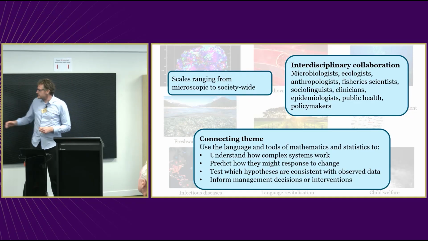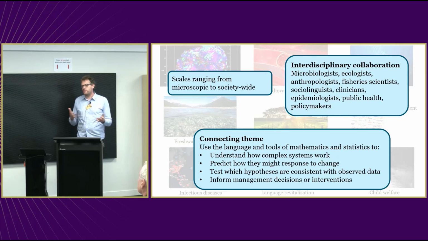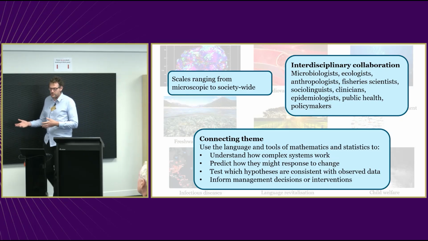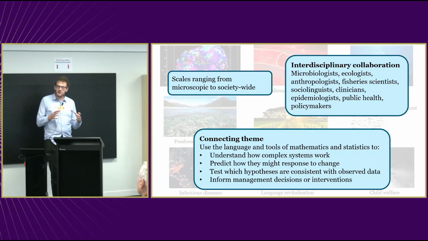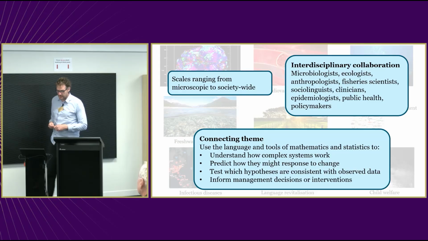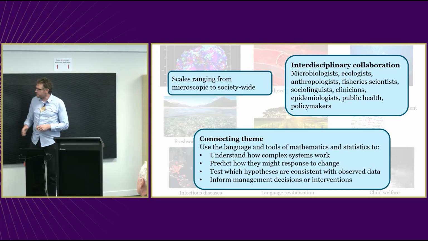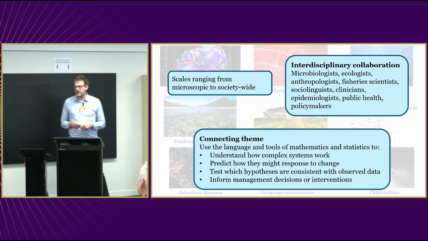Predicting how complex systems might respond to change. Testing different hypotheses. Often a researcher in a particular area might say, we've got these observations, and we've got these different hypotheses about what could be causing what we're seeing. Sometimes we can use models to probe those questions and test which of those hypotheses are actually consistent with observed data. And finally, to inform management decisions and interventions.